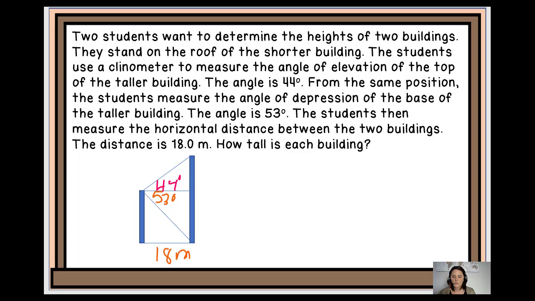So we're looking essentially for the height of the shorter building and the height of the taller building. So I'm going to call them x and y. Okay, so let's start with the shorter building. If I know the angle outside of the triangle at the bottom is 53 degrees, if we subtract from 90, we can get the other missing angle. So 90 subtract 53, go ahead and figure that measure out, and we're going to put that at the top of the small triangle at the bottom. Okay, so that angle measure is 37 degrees.